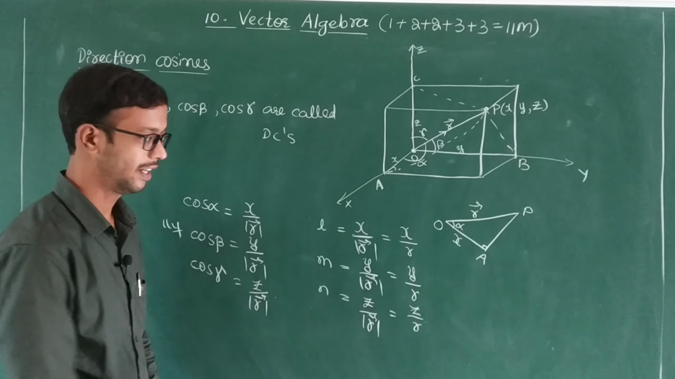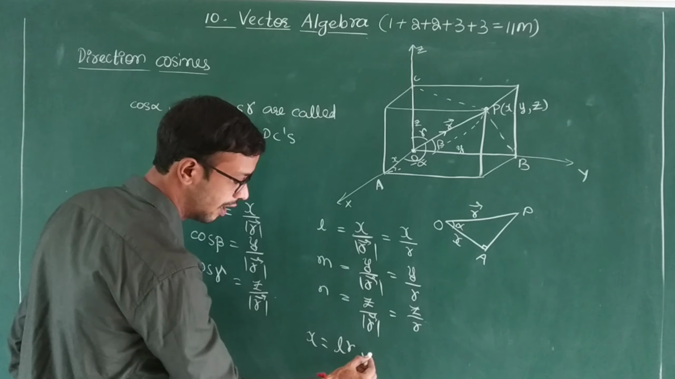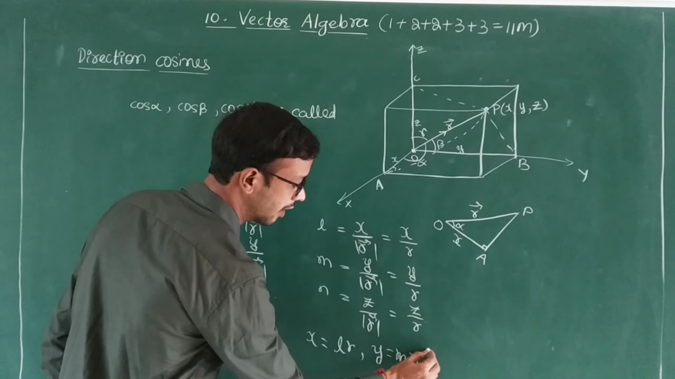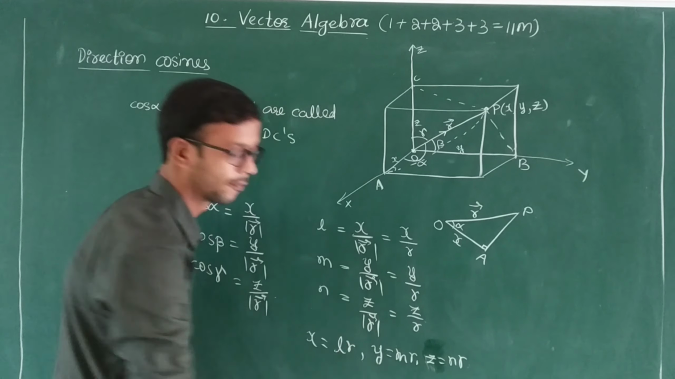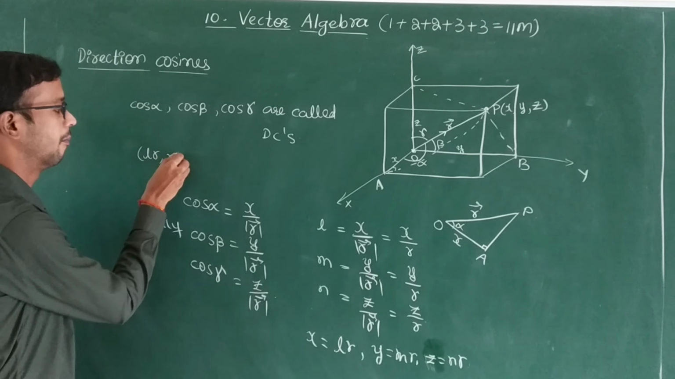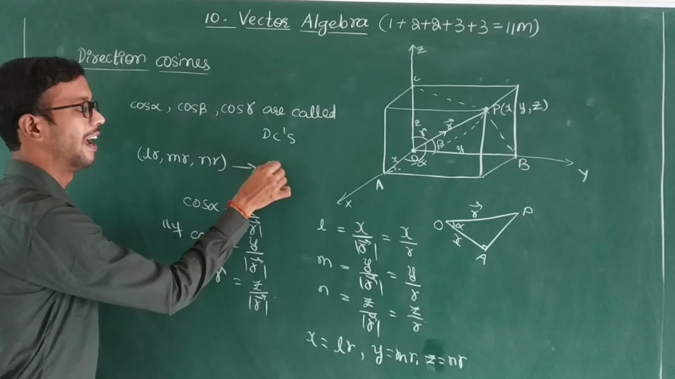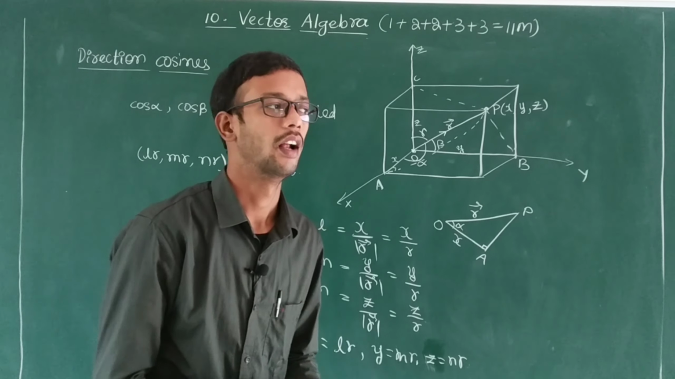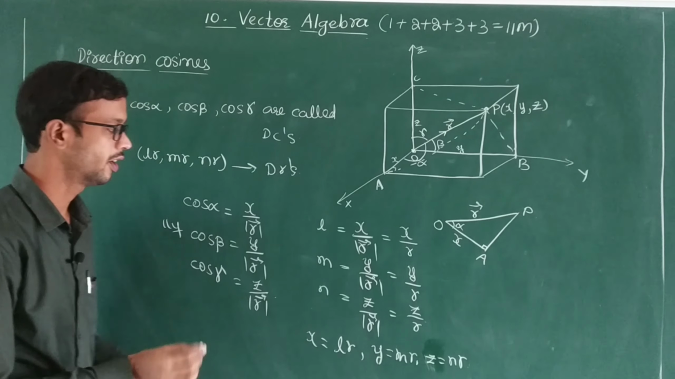From this one we can write that x equals LR, y equals MR, z equals NR. So LR, MR, NR are called direction ratios. Direction cosines, direction ratios.